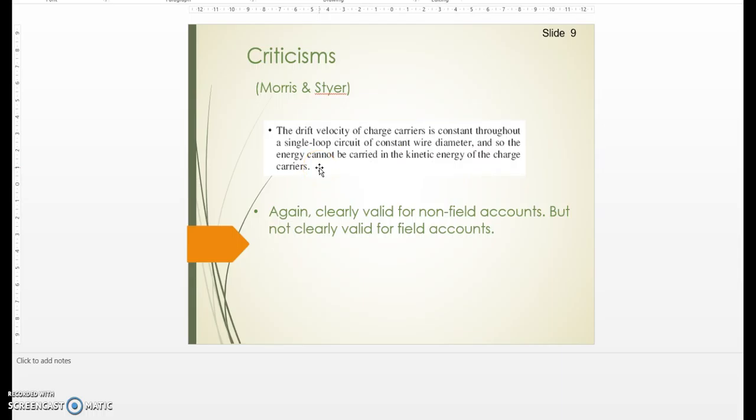Well, again, that may be true for non-field accounts, but if you're invoking an electric field, then I don't think that holds. And it may not even be true for non-field accounts. What I wanted to say was that in the case of Randall Knight's account, he has energy flowing, potential energy being converted into kinetic energy, but then converting into thermal energy. So this objection would not apply to his model.